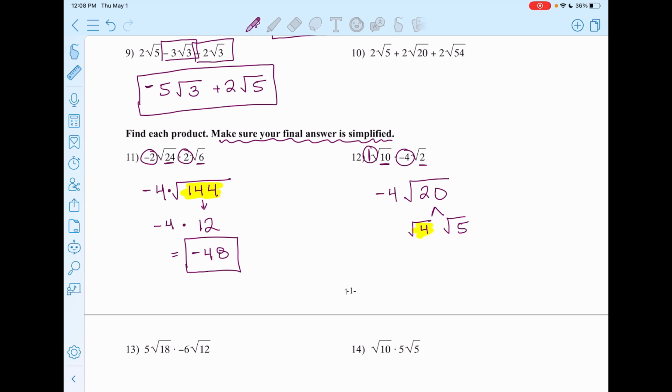The square root of 4 is 2. And then I check if 5 can be simplified any further, and it can't. So 5 stays on the inside. And I'm going to multiply that 2 with that -4 that was also on the outside. And that leaves me with -8 radical 5.